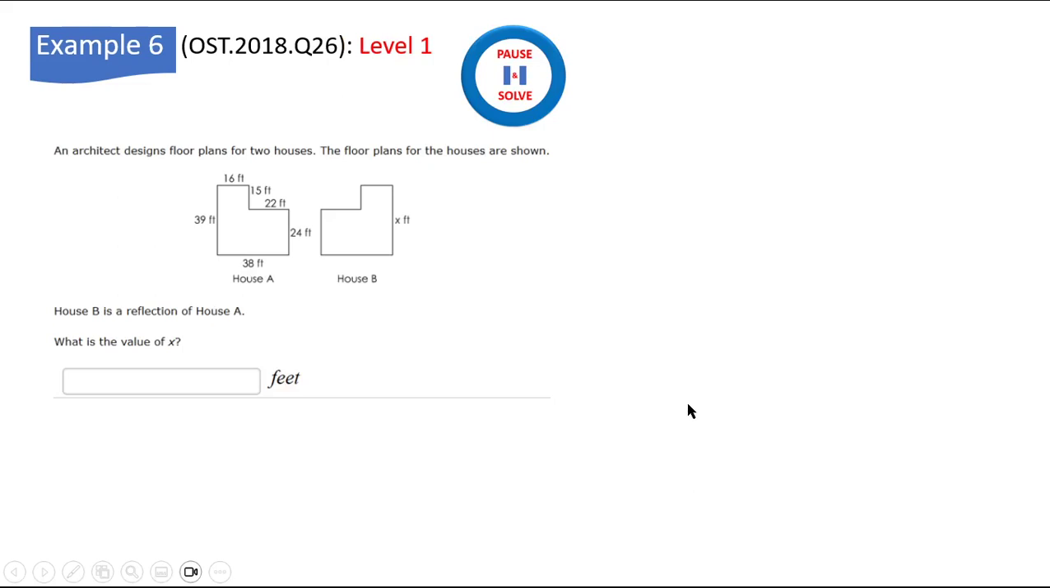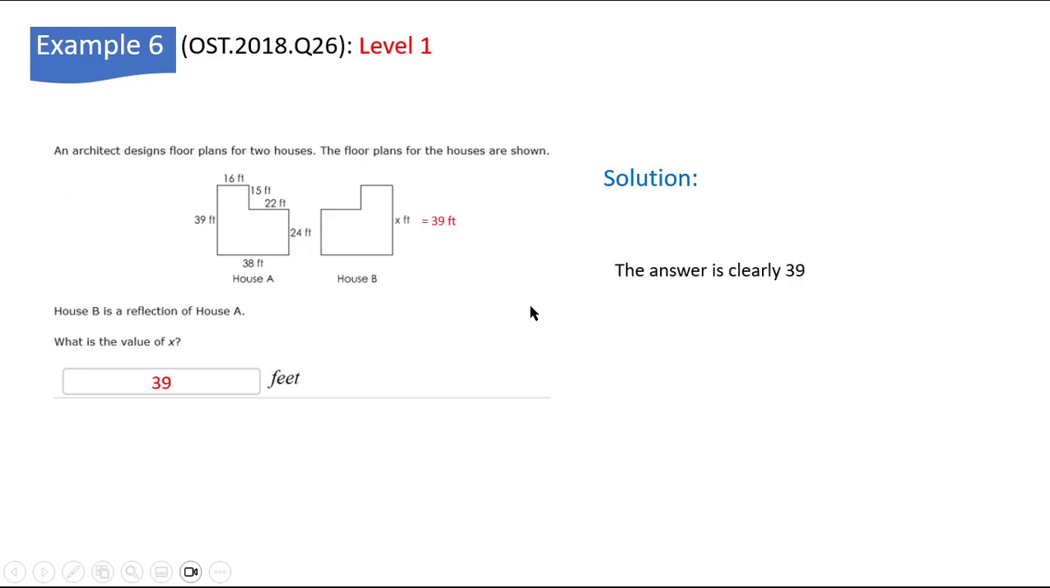Example 6. An architect designs floor plans for two houses. The floor plans for the houses are shown. House B is a reflection of house A. What is the value of x? This is again one of the questions that are really given. It is really easy to do. I mean, obviously this here is the same as this, obviously. Now, if you want other sides here, this one here will be 38, this one will be 24, this will be 22, 15, 16.